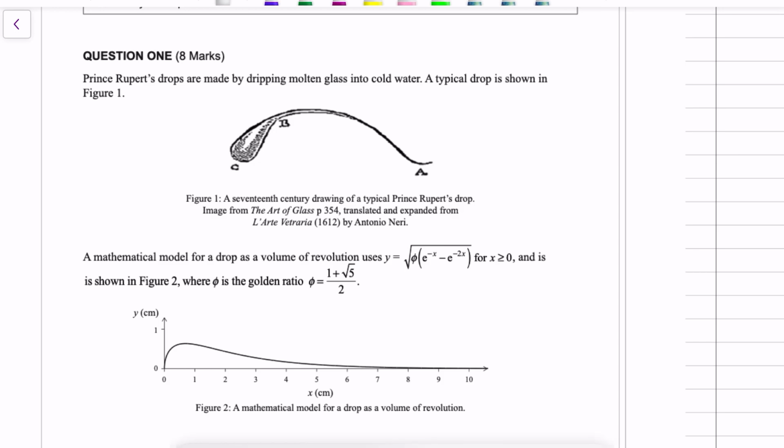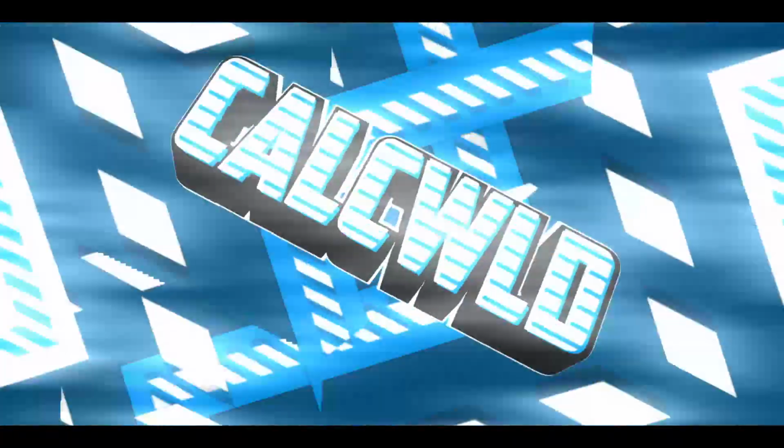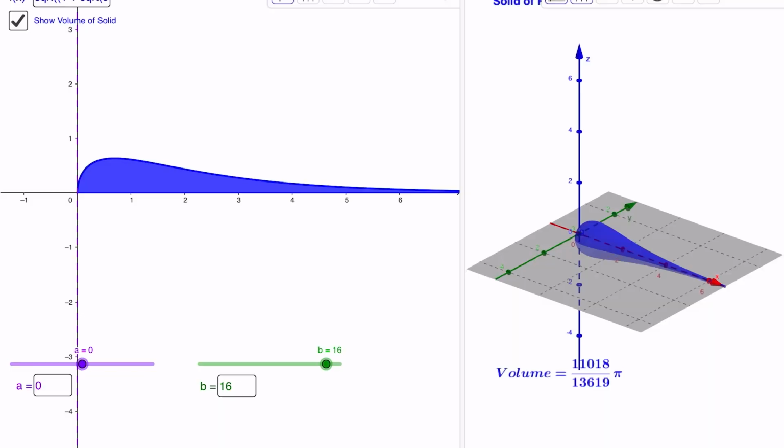So before we get started, I'm just going to show you this model in 3D using a GeoGebra diagram. I didn't create this one, I just searched up on GeoGebra online, solids of revolution, but I typed in the function in the top left there, which is the function we're dealing with.